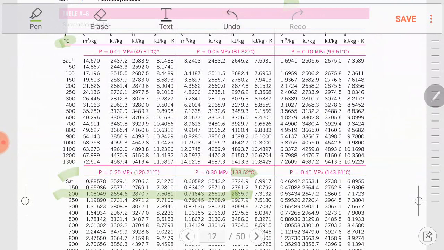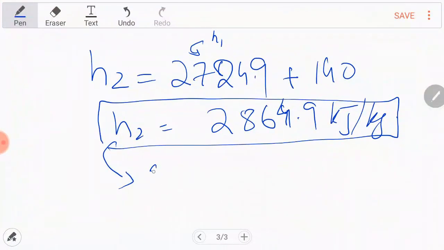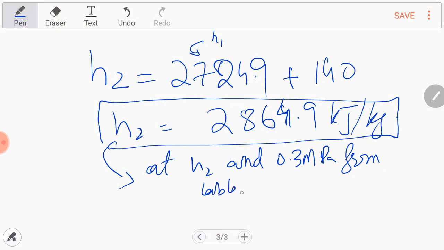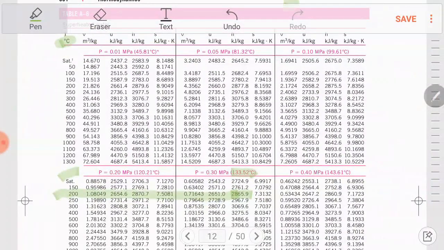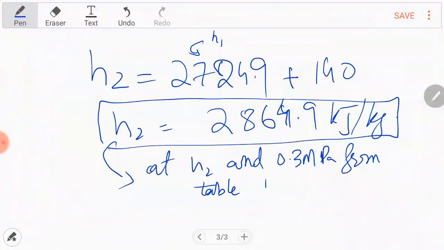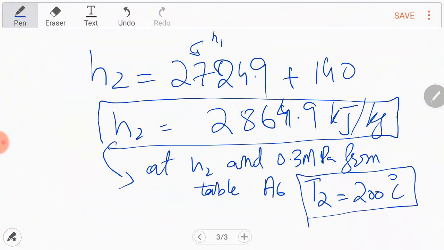So now we have done this numerical, and now we can write H2 at 0.3 megapascal from the table. We give reference from the table. It is Table A6. T2 is 200 degrees centigrade. So in this way we have calculated and solved the answer. Later we will solve further numericals, inshallah. Till then, Khuda Hafiz. Assalamu alaikum.